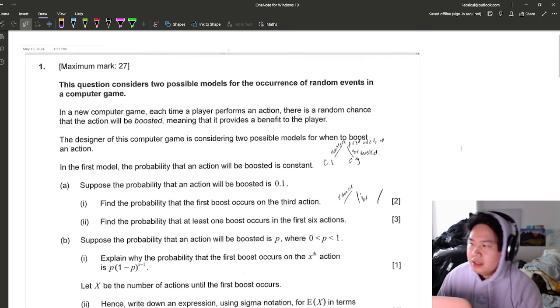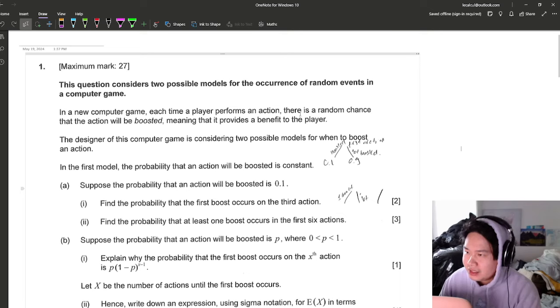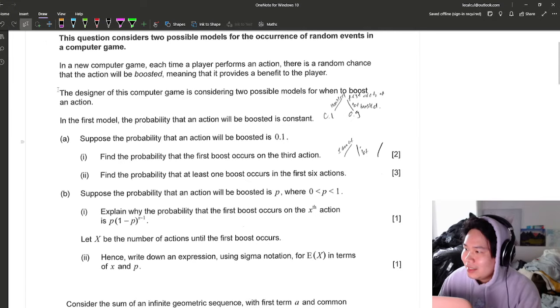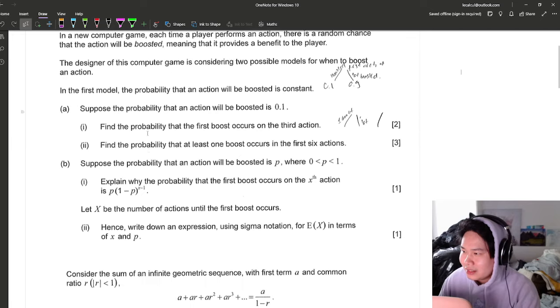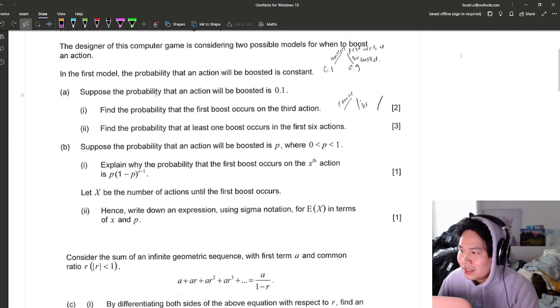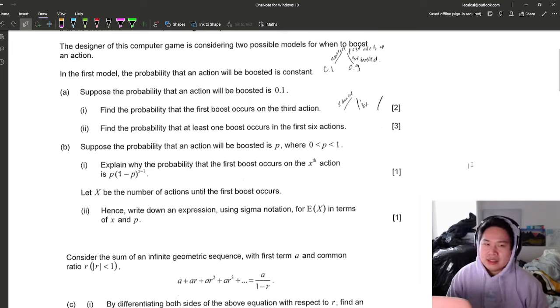Okay. In a new computer game, each time a player performs an action, there is a random chance that this action will be boosted, meaning it provides you... Is this IB's way of trying to be like relatable? The designer of this computer game is considering 2 possible models for when to boost an action. In the first model, the probability that an action will be boosted is constant. Suppose that the probability of an action will be boosted is 0.1. Find the probability that the first boost occurs in the third action.